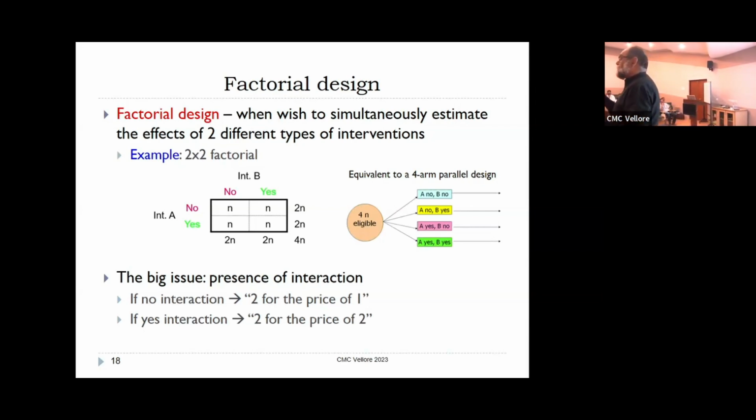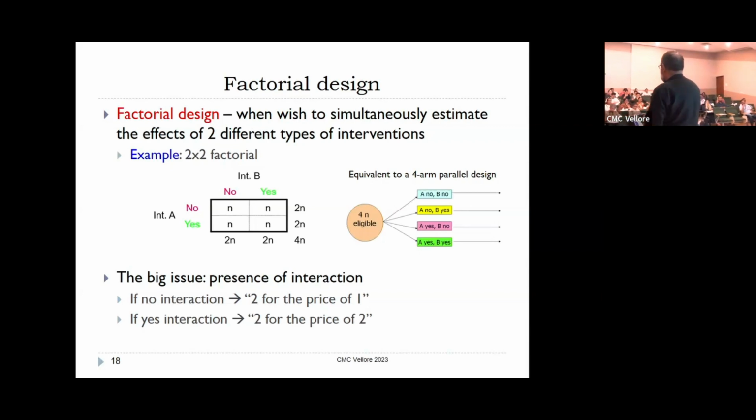Interaction is a technical term in statistics that means that the effect of one intervention depends on whether you are receiving or not receiving the other intervention. So the effect of A may depend on whether you get B or not B, or the effect of B may depend on whether you get A or not A. Some people call it synergistic effect. We call it interaction, okay?